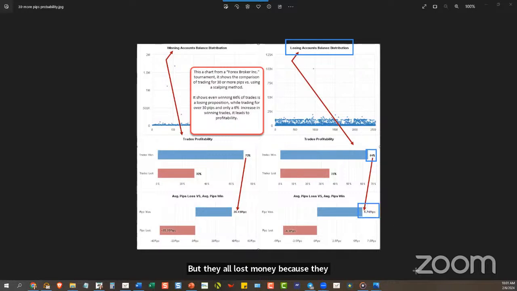Their average pip capture was only 5.7 pips. Now, all the winning accounts, with one guy on top of it, were slightly better at finding a winning trade, 6% better. But they all made money because their average pip capture was 36.543 pips. All right. The numbers don't lie. You can't be successful trying to pick off 5, 8, 10 pips. You have stacked the deck against you.